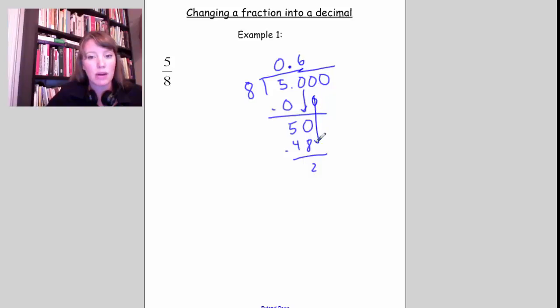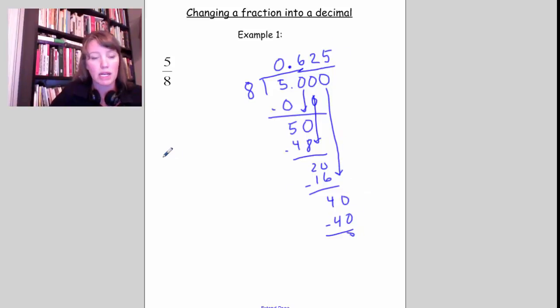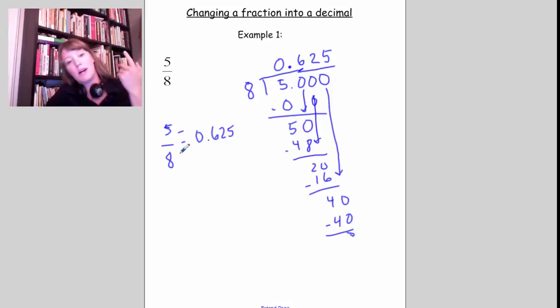Oops. I want to bring down a 0 here. And then I can say 8 goes into 20 twice. So we have 16 and we have 4 as a remainder. Bring down that final 0. And 8 goes into 40 5 times, and that is actually going to be the end. This was a terminating decimal, it's called. So 5/8 is equal to 0.625.